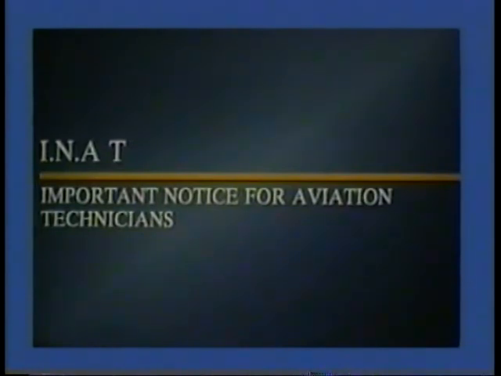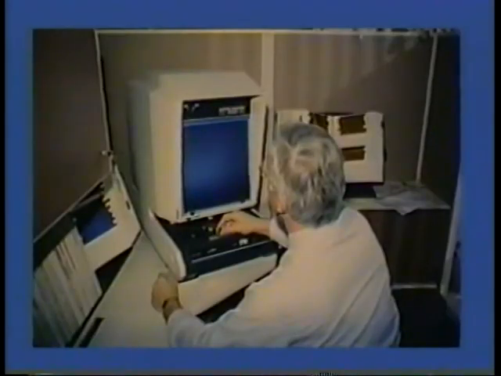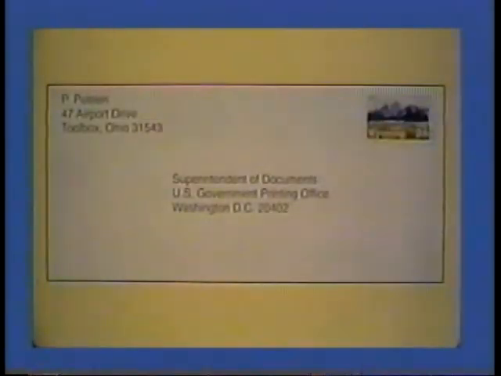Here's an INAT. An important notice for aviation technicians. Type certificate data sheets are periodically revised by the FAA. You must have the latest revision to make a valid airworthiness decision. Aviation technicians can purchase separate volumes or the entire set from the Superintendent of Documents, U.S. Government Printing Office, Washington, D.C., 20402.